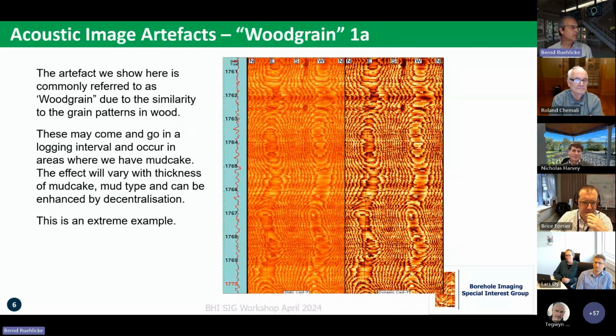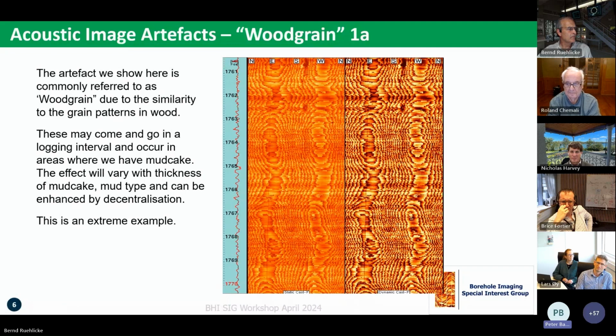Peter, are you still talking about the wood grain, or should I take the next? Yeah, so I was just saying the example that we can see here is a very extreme example of wood grain. We still see some information here, but it's very much obscured by the wood grain, and wood grain is not easy for us to filter out. Many of the artifacts that we do see, we can actually improve through filtering. We'll explain that in the next slide.